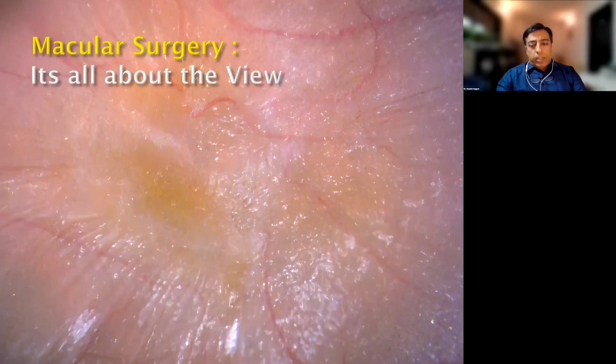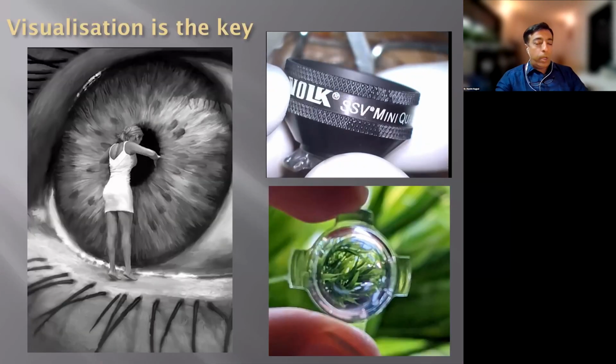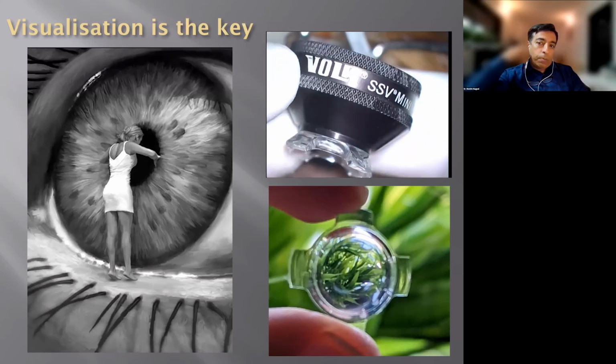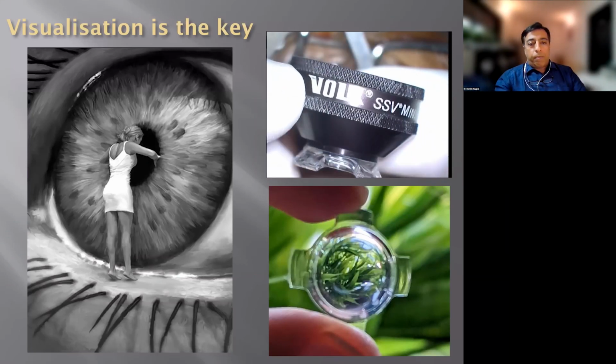So let's go to the surgical part. As I always stress, macular surgery or any vitreous surgery is about the view, but macular surgery is much more about the view because you're doing very fine work. You have to peel at very fine interfaces. My typical lenses are contact-based wide field viewing, and the Vogue SSV or the HRX wide field is what I use for most part of the surgery.